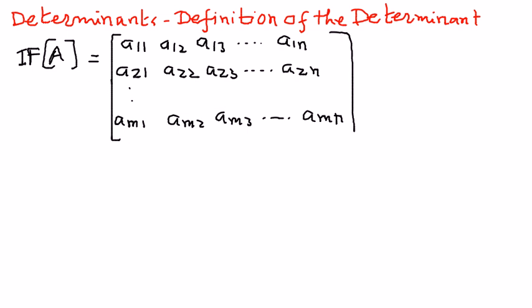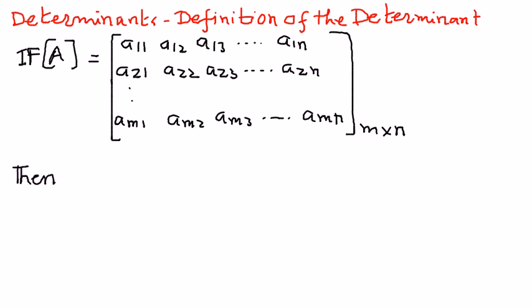If that is a square matrix, and if the size is m by n, it has m rows and n columns, then the determinant of A is the sum of the entries in the first row of matrix A multiplied by the cofactors. So let me explain that. Then the determinant can be written out as follows.